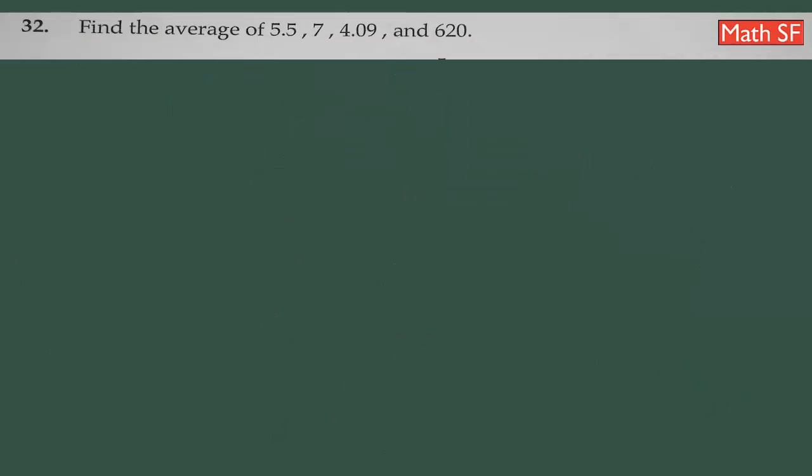Problem 32. Find the average. What is the average? The average is the sum of all the numbers divided by the amount of the numbers. In this case, how many numbers are there here? 1, 2, 3, 4. Therefore, it's going to be the sum of all of this divided by 4. Now, let's find the sum. The sum is the addition of all of them.